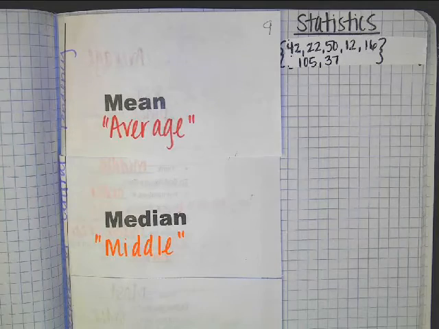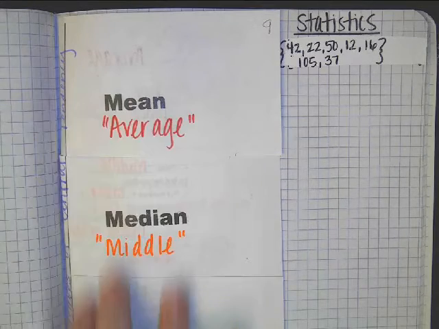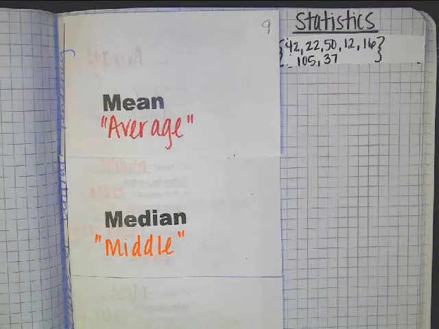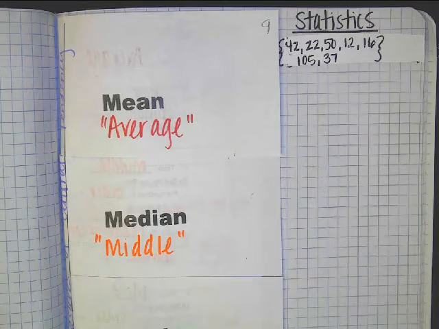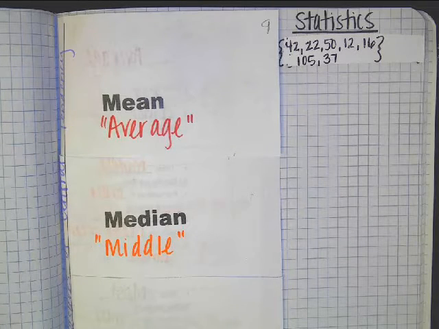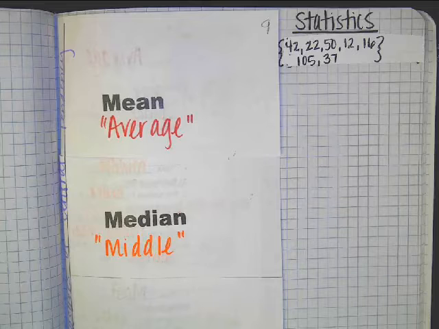Hey Wildcats, looking in our notebook, we're going to use the foldable that is glued in on the farthest left side of the right page, and we're going to use a set of numbers to do mean, median, mode, and range as an example. At the top of my page, I've written the word statistics because this is our new unit and topic, statistics. The set of numbers that we're going to use are 42, 22, 50, 12, 16, 105, and 37.